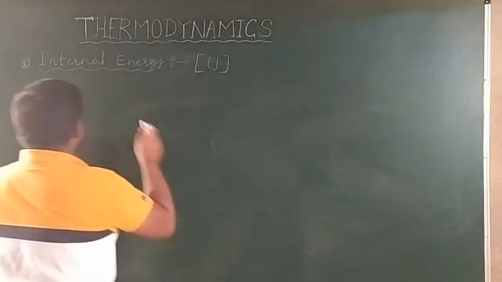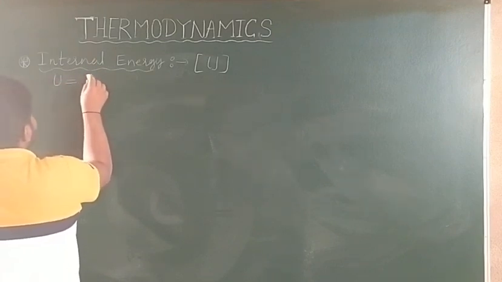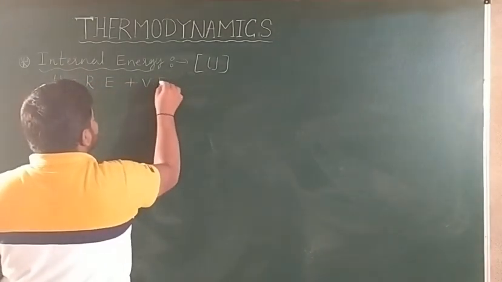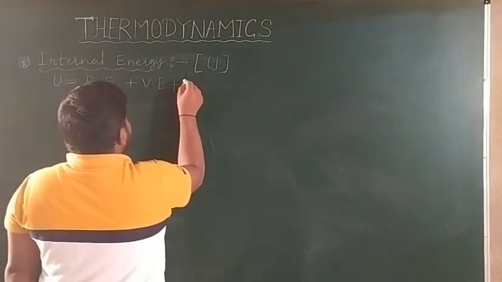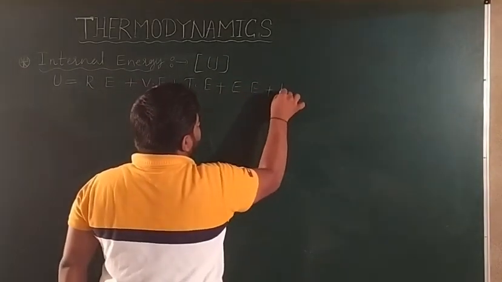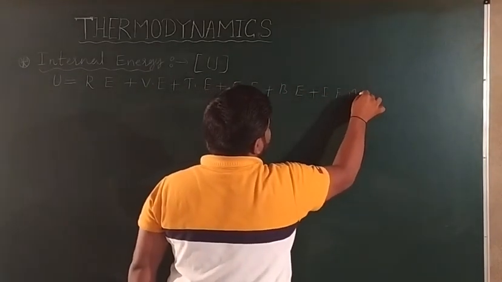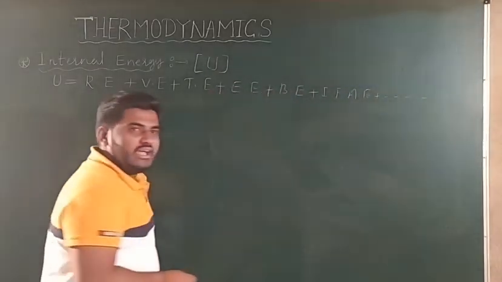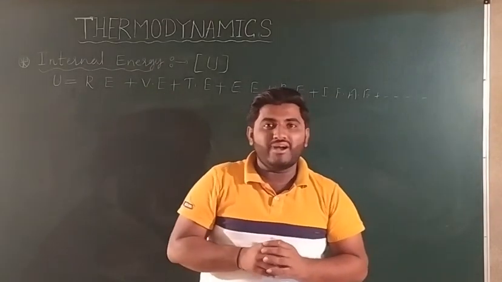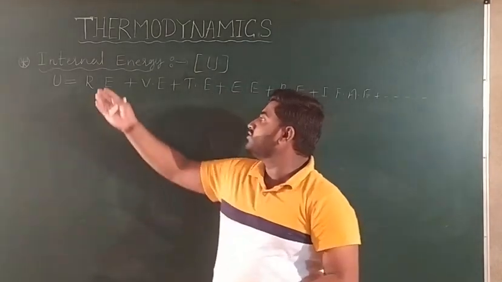So what exactly is this internal energy? U is always equal to rotational energy, plus vibrational energy, plus translational energy, plus electronic energy, plus bond energy, plus intermolecular force of attraction energy, plus so on. That means it will never end. Small energies inside the molecule, whatever you are getting, all come under internal energy.